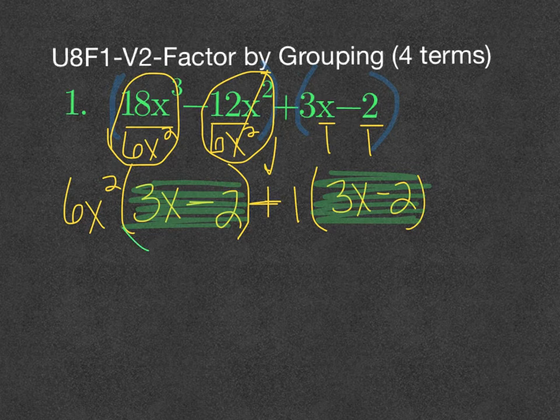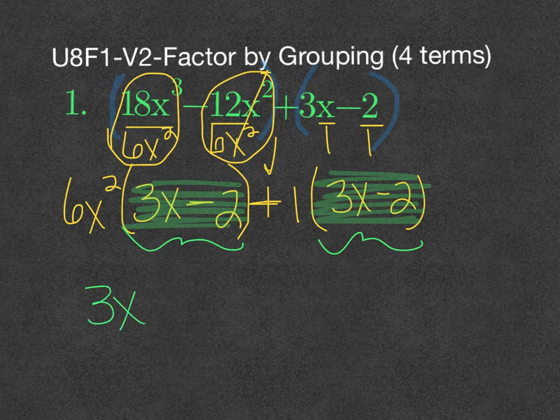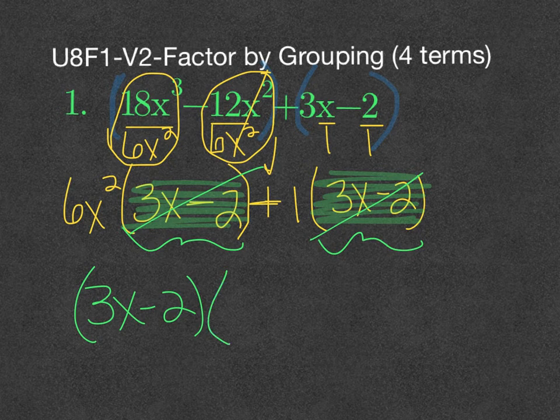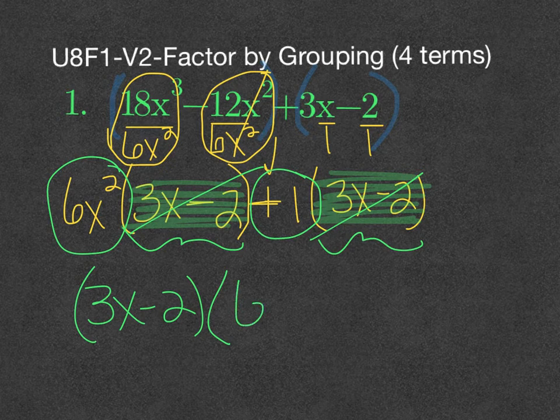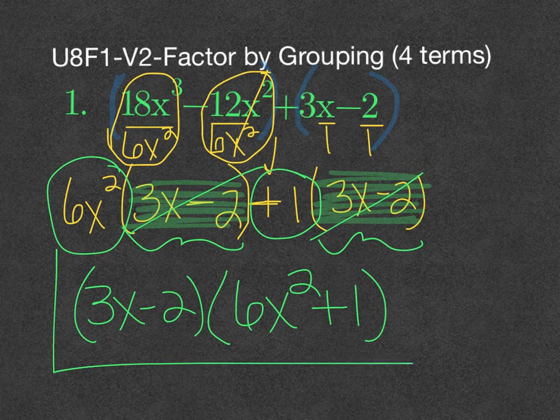So we are going to take what they have in common, and we're going to factor that out. Okay, so we factor the 3x minus 2, that got rid of those. And then the other parentheses is what we factored out. So 6x squared plus 1. Okay, and that is my answer. Okay. Let's try another one.